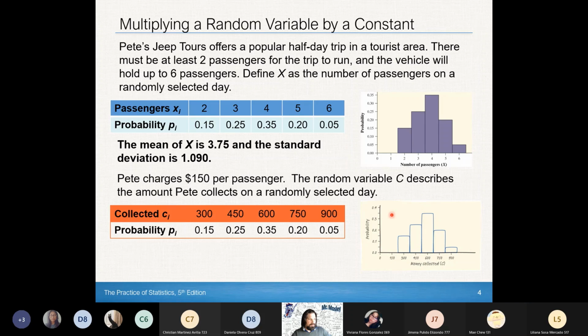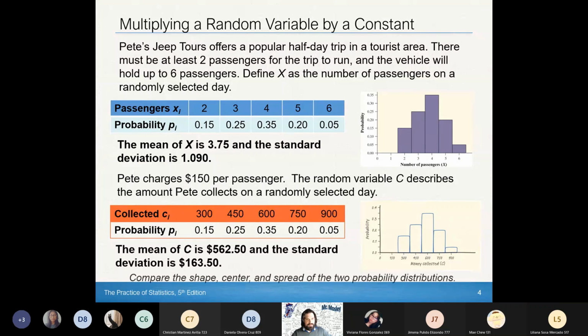Notice our histogram of this distribution is the same shape as the previous one. Shape did not change. We are multiplying by a constant, so shape stays the same. And based on what we know with distributions of data, the fact that this is essentially just carrying over to a new context, the mean is found by multiplying the mean of x. The mean of c is 562.50. And because we're multiplying, that also affects the standard deviation in the same manner. We multiply 1.090 times 150 and we get 163.50.